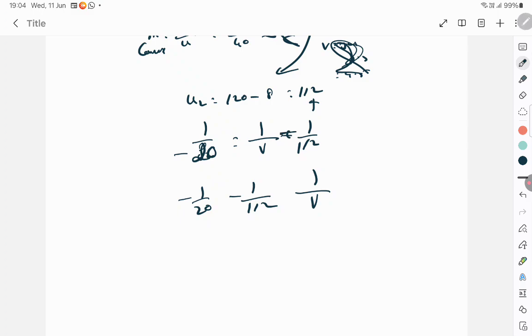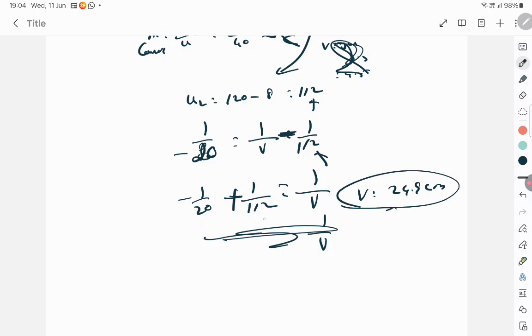The lens formula itself has got a minus, and 112 itself is positive, so when it becomes with a plus, and 1 by V is equal to, when LCM is itself, you solve this, you get the answer V to be 24.9 centimeter. Just multiply these two and then solve it. You get 24.9 centimeter to be your V2.